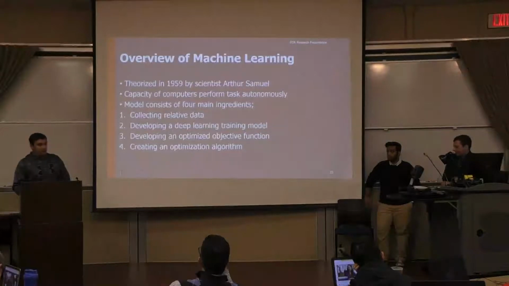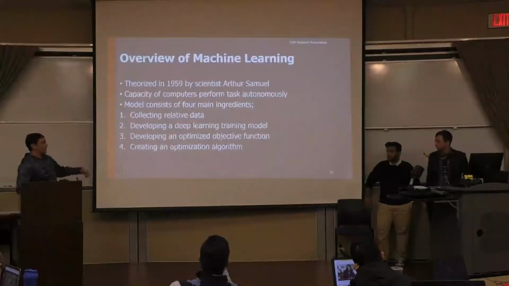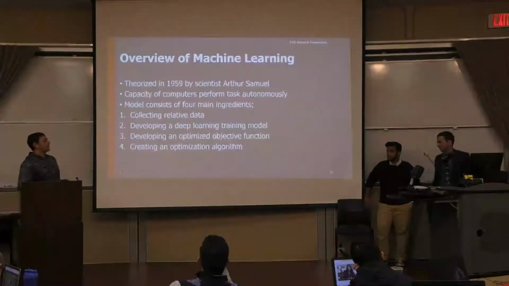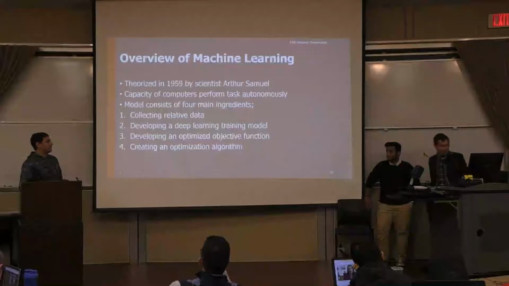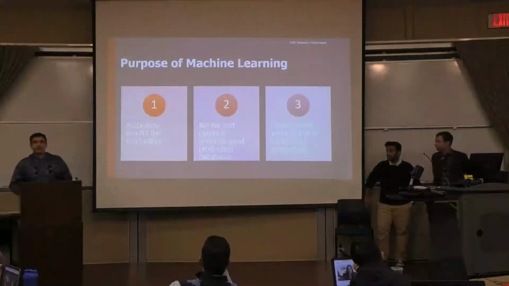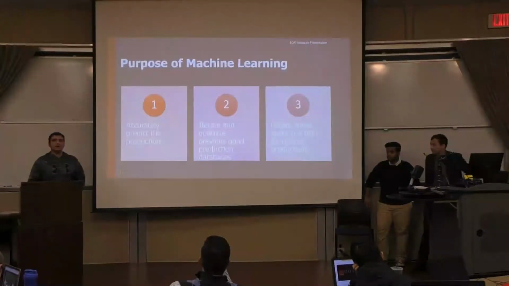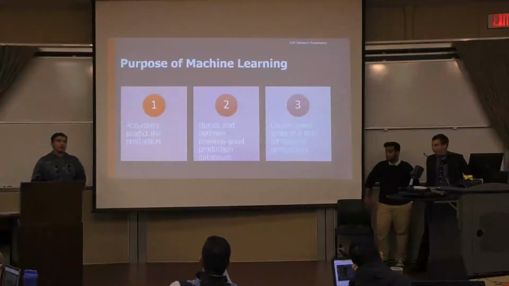The process of machine learning consists of these four parts: collecting relevant data, developing a deep learning training model, developing an optimized objective function, and the last one, creating an optimization algorithm. The purpose of machine learning is to get highly accurate predictions of production, iterate on the previous good production databases, and locate sweet spots in a field for optimal productivity.